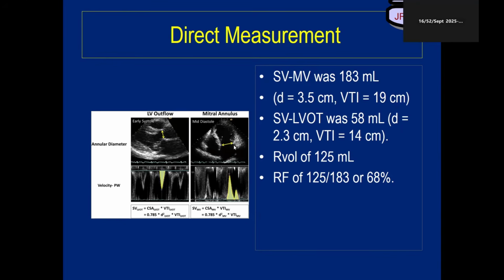So this is the annulus diameter across the mitral valve, and you put a sample volume at this point, and get a VTI. Yes, sir. Clear? This part is clear.